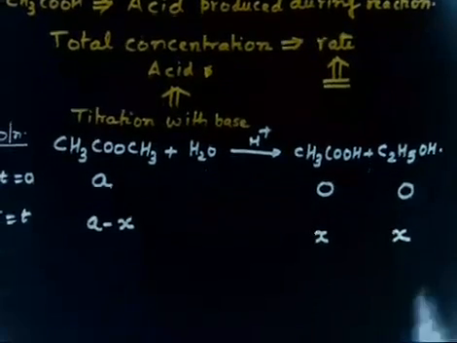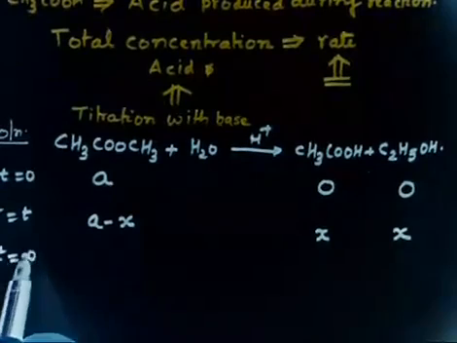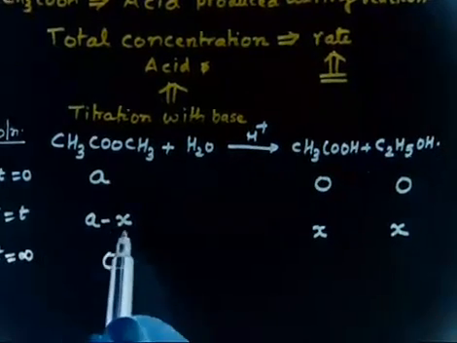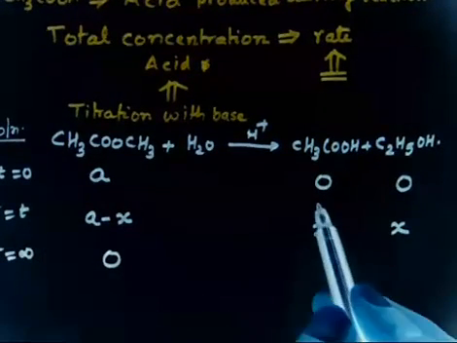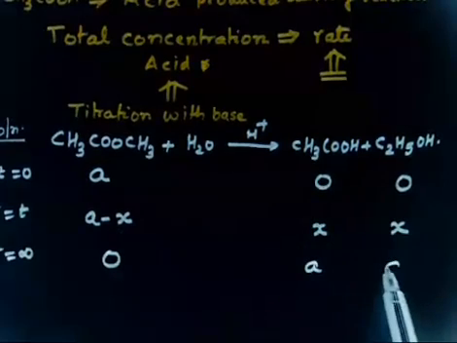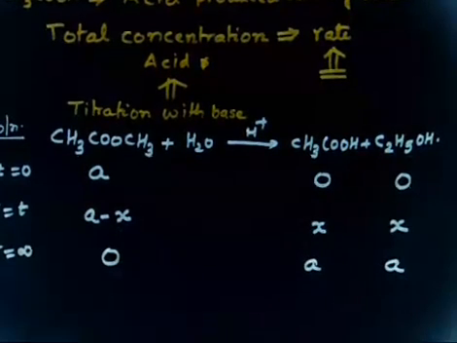At t equals infinity, what will you have? This is totally reacted, so A minus A, that is 0. And this is A, this is A. Are you getting it or not?